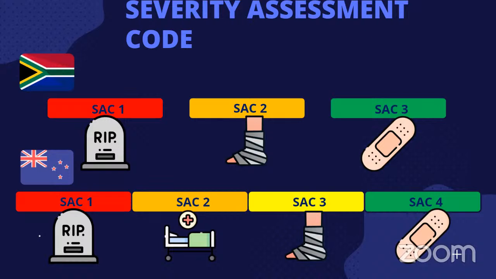And a SAC 4 is something that requires temporary, less than 1 day, advanced level of care, or no injury, and this includes a near miss. So example will be a medication error with no resulting harm.